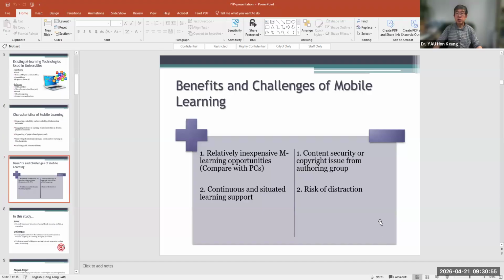So what is the benefit? The benefit is a relative intensity mobile learning opportunity, okay, continuous and situation learning support. But for the challenge, how about the security and the copyright issue, distraction risk?